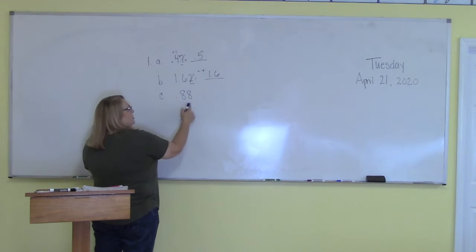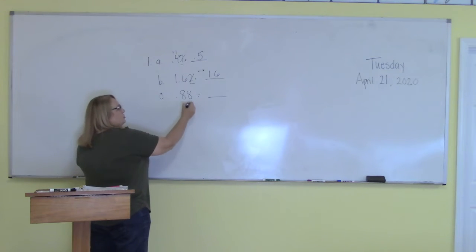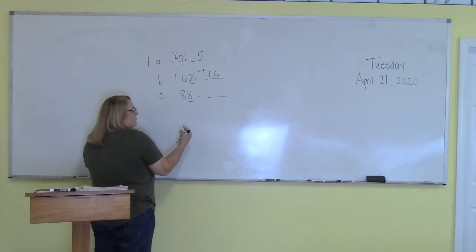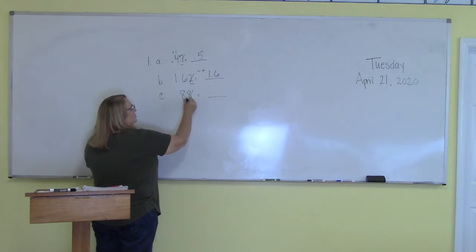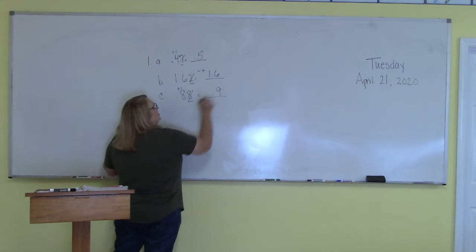C, you have 88/100 or 0.88. We're rounding it to the nearest tenth. Look at your last digit. Is 8 more than 5? Yes. Cross it out, add 1 here. So our answer would be 9/10.